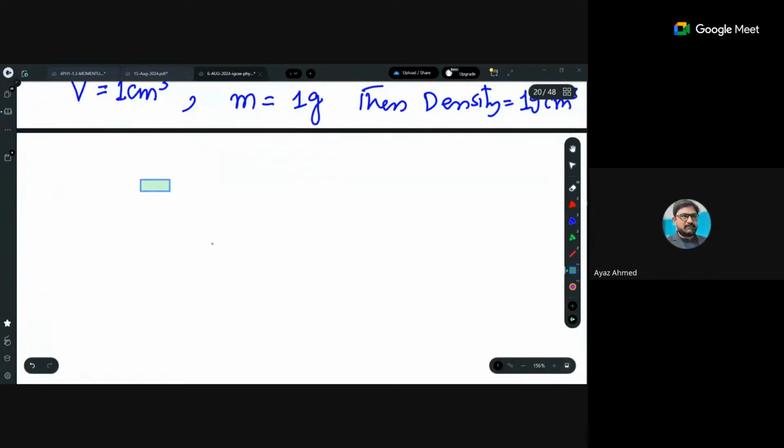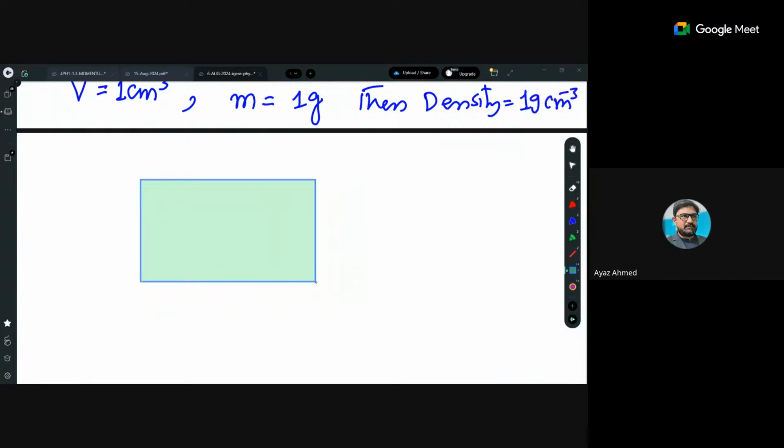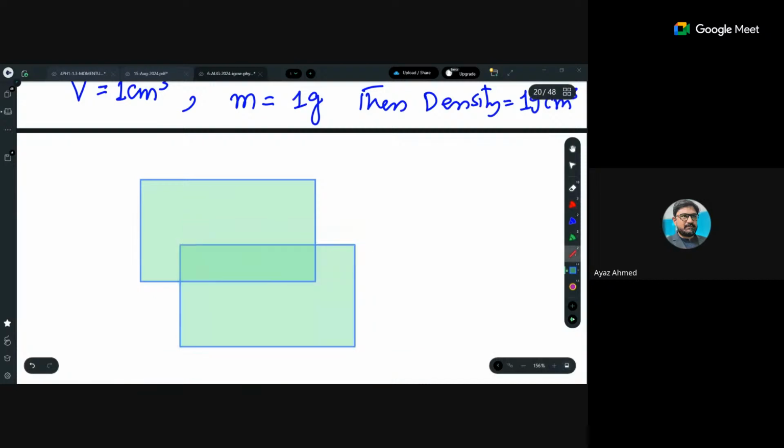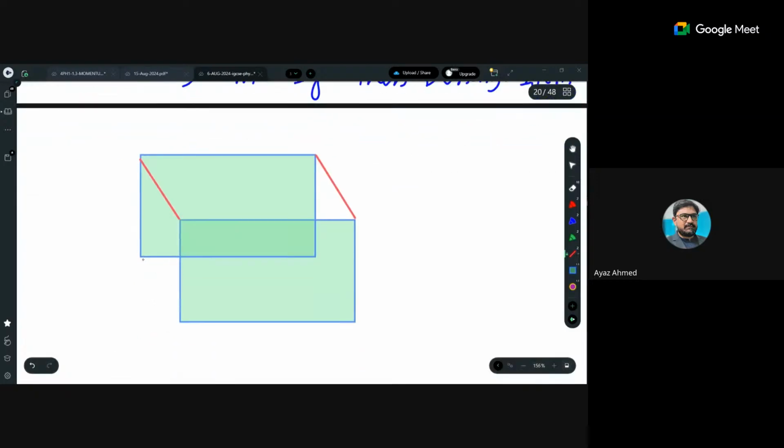And now for 1 cubic meter, if I have a big block and I have to measure its volume, right? This is a sort of cube, or you can say cuboid, but overall its volume will be 1 cubic meter. And if it consists of 1 kg mass, then I can say that yes, that object has a density of 1 kg per cubic meter. So it is 1 meter long, 1 meter high, and 1 meter wide.